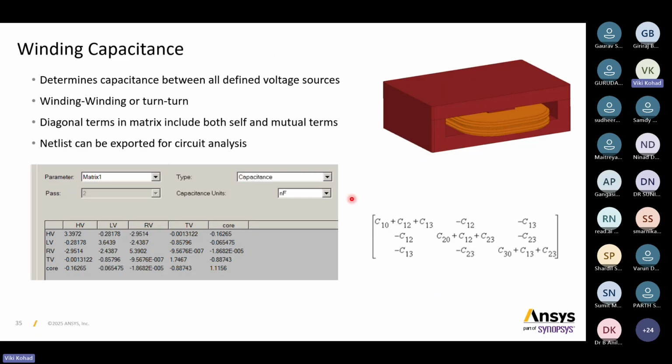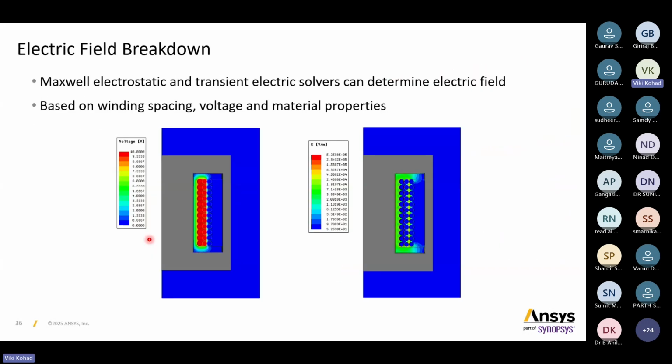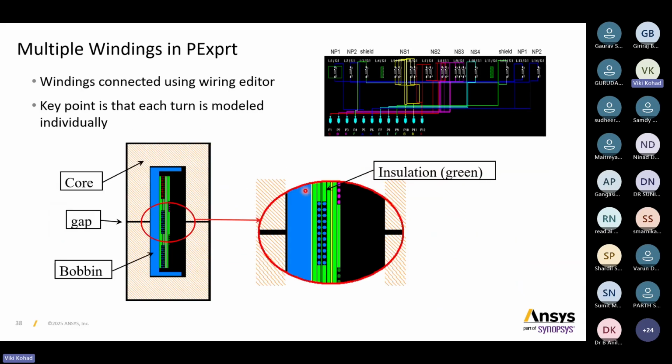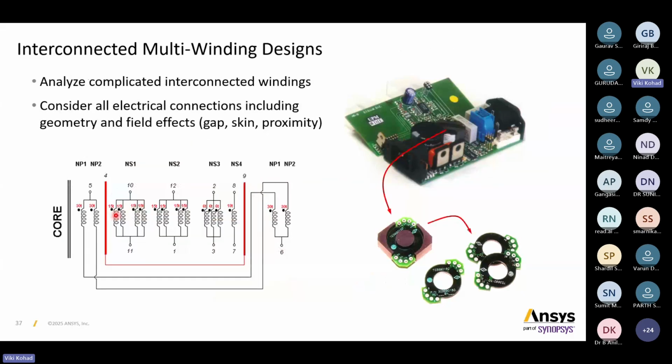then the winding capacitances are there. Same as the inductance, the capacitance matrix is also calculated here. Then this is the electric field, the voltage plot, and the electric field plot based on the excitations you provide. This is the interconnected multi-winding design that you can see. There are multiple cores that we assign.